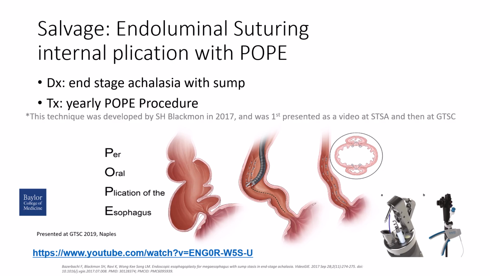Patients present with end-stage achalasia and have what is characterized as a megaesophagus with sump formation. Patients who present with a megaesophagus and sump formation are frequently offered esophagectomy. However, it never made sense to me why we performed esophagectomy, replacing one bag of the esophagus with the bag of an aperistaltic gastric conduit.